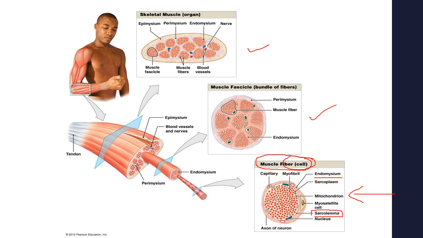So the sarcolemma is actually the plasma membrane, and then you have the sarcoplasm, which is the cytoplasm of your muscle fiber. And within the sarcoplasm of the muscle fiber, you'll find all these tiny red structures. These are the myofibrils, which are basically the contractile unit of your muscle fiber.